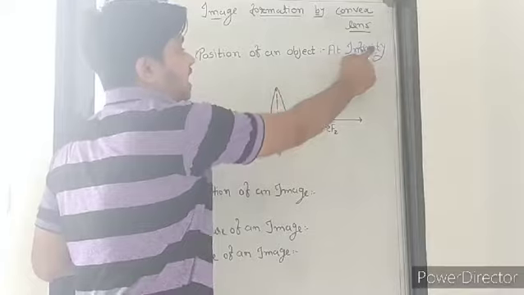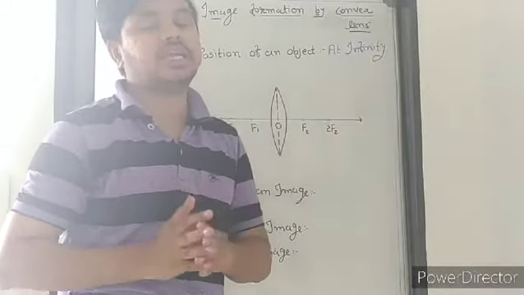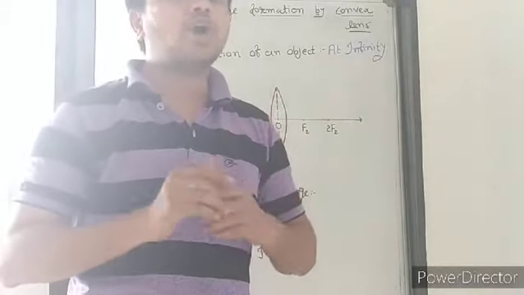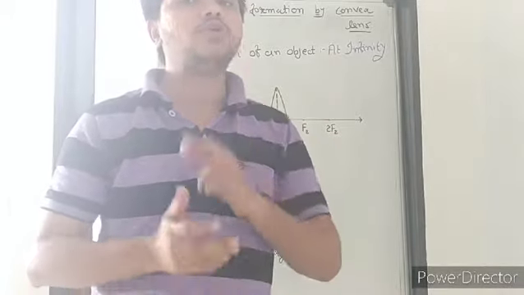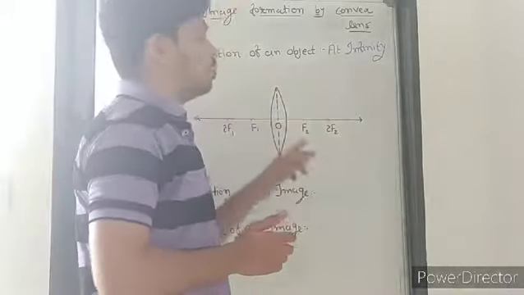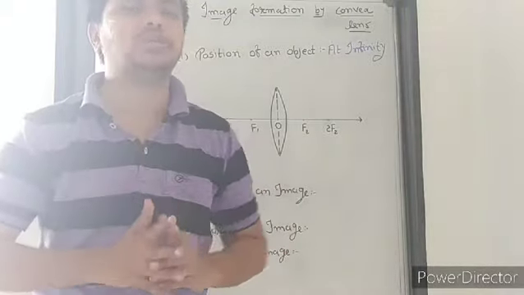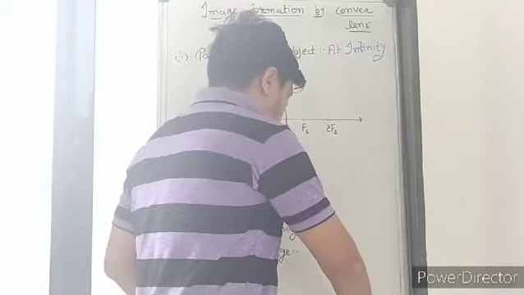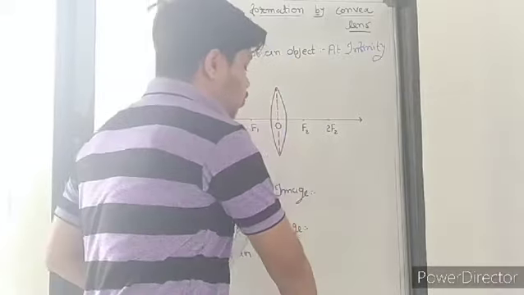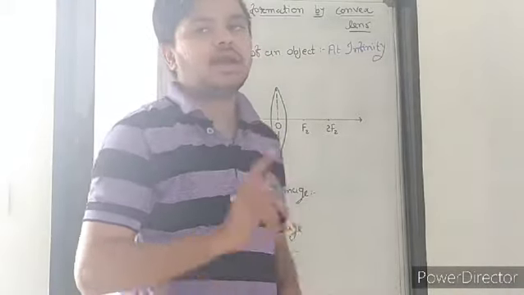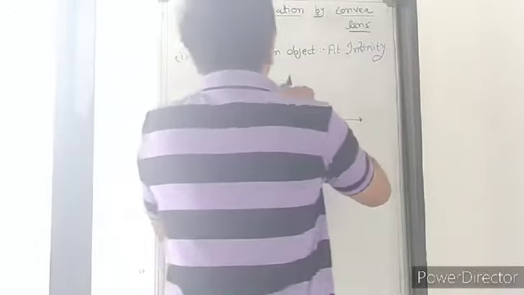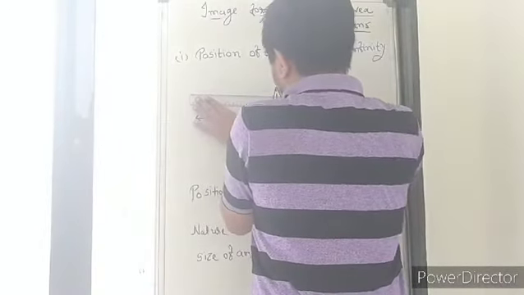The object is at infinity, and as I have said in the mirror, if the object is at infinity, the two rays which are coming from that object are always parallel to the principal axis. So we have to take two rays. Both rays should be parallel to the principal axis, right? So here are the two rays.